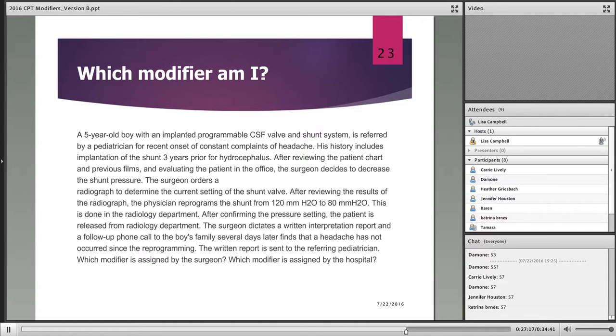Which modifier would be assigned by the surgeon? Which modifier would be assigned by the hospital? So here you have a professional component and a technical component. So which modifier would be for the surgeon and which would be for the hospital? So 26 is correct for the professional component. The modifier for the hospital is modifier TC, which is technical component.